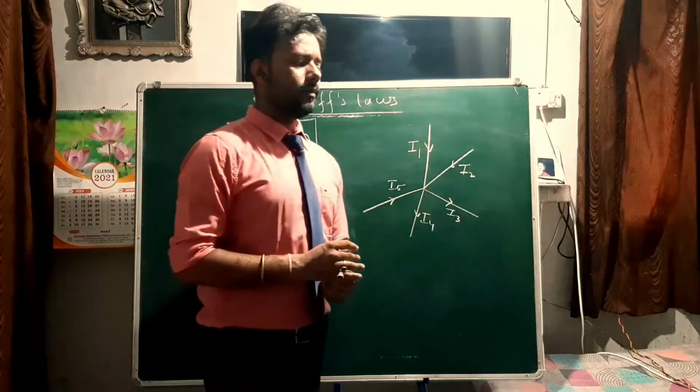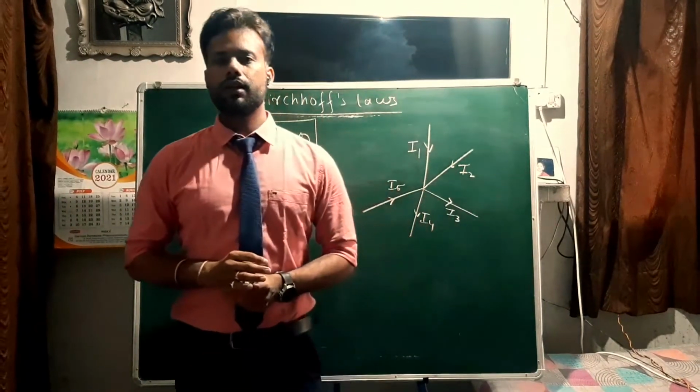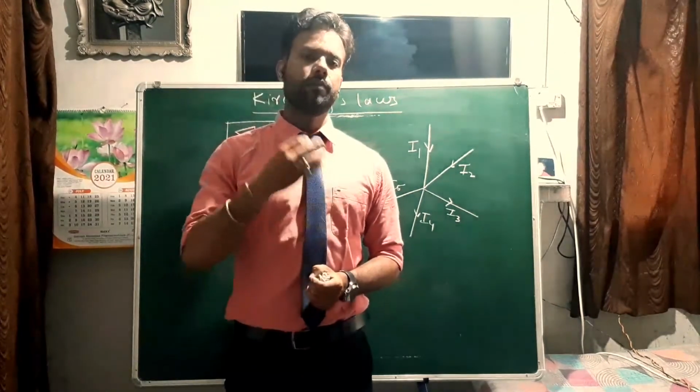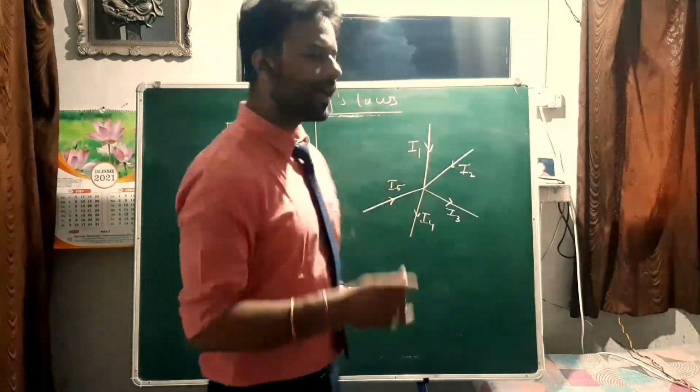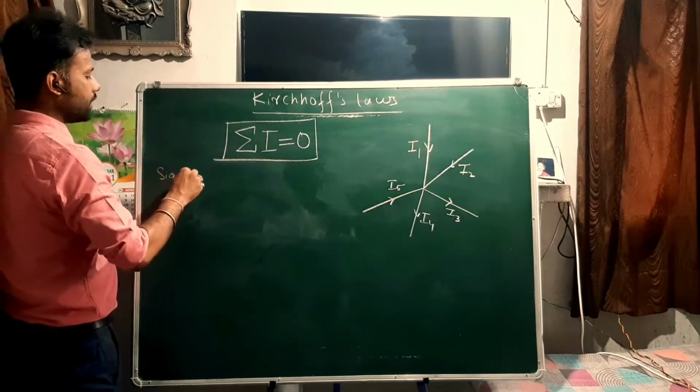Now we know that in an algebraic sum, we take terms with their signs. So some of the currents will be taken positive, some of the currents will be taken as negative. Now what is the sign convention? So it's a very important thing. See here, sign convention.